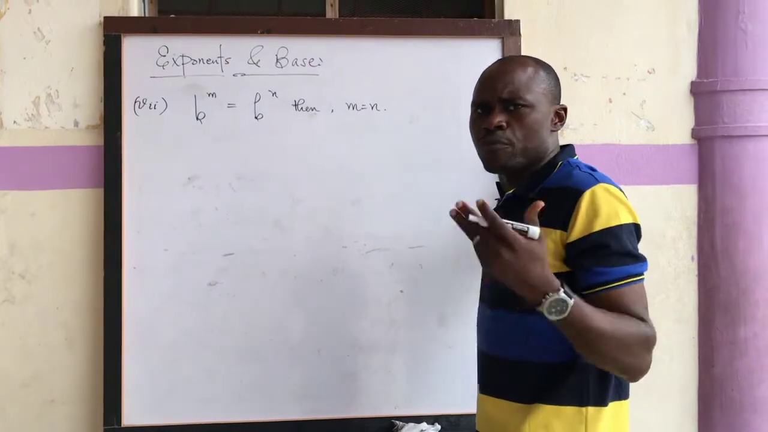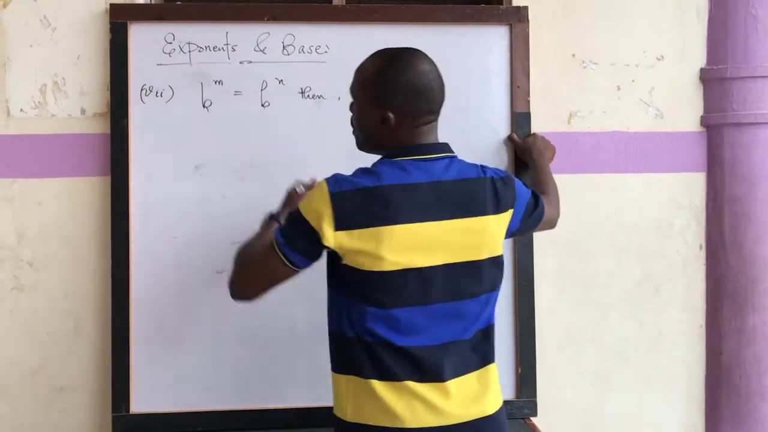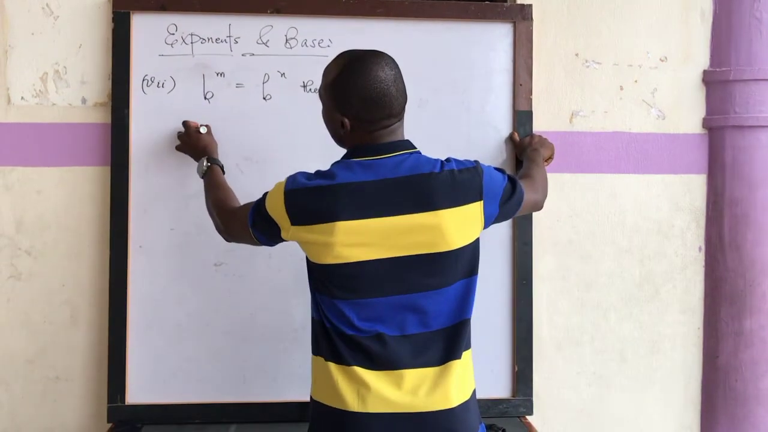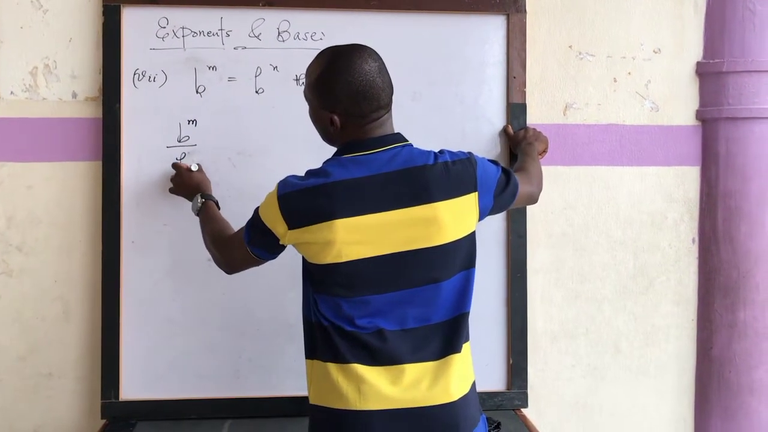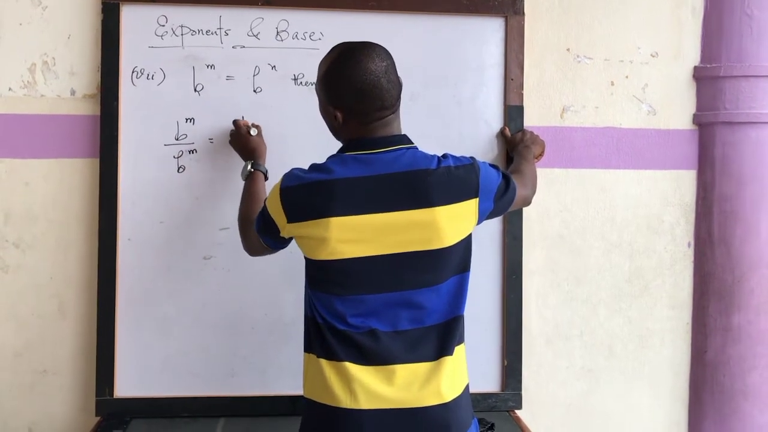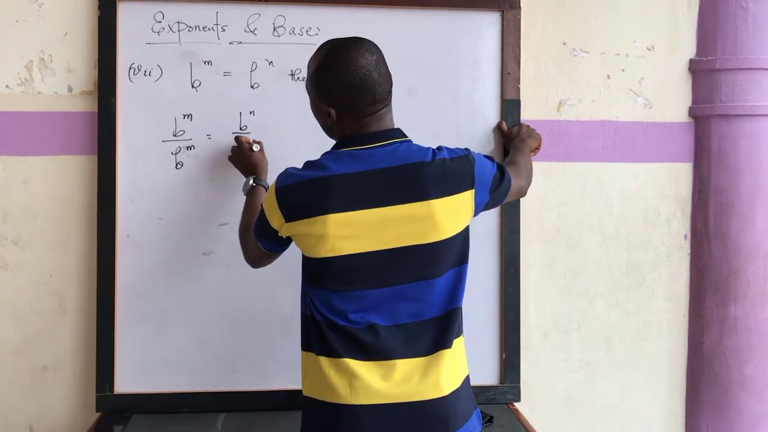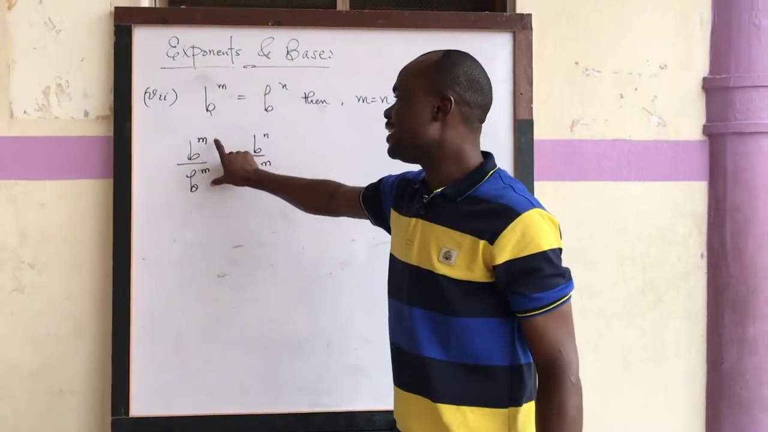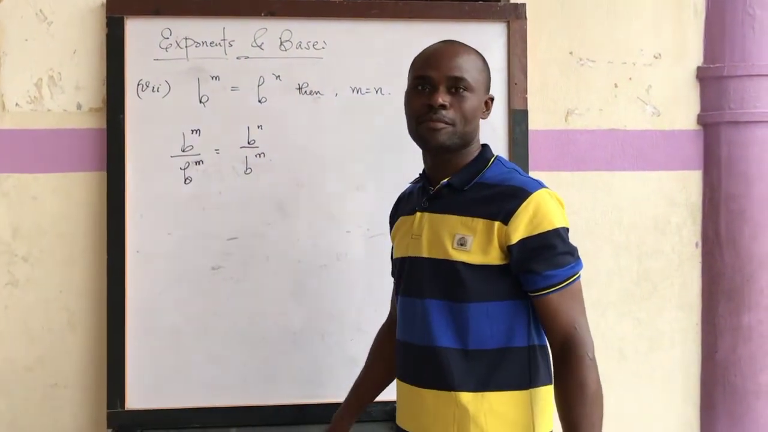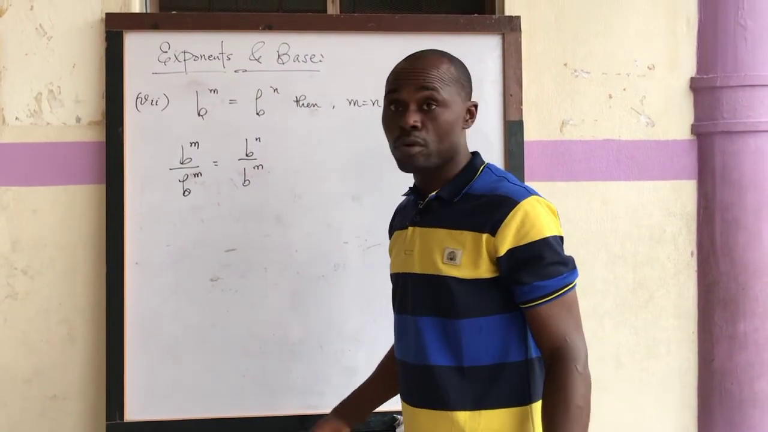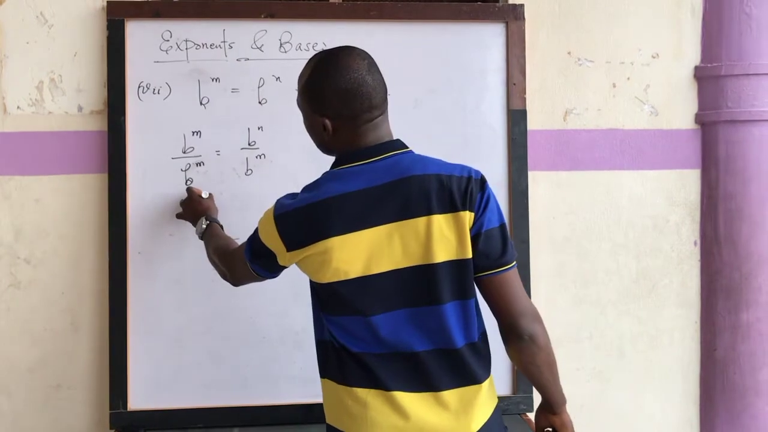Somebody will ask, can you prove that? Yes, it can be proven. So let me divide both sides by b raised to the power of n. I'm going to have b raised to the power of n divided by b raised to the power of n, and this will be b raised to the power of n divided by b raised to the power of n. You see, this is quite interesting. Since you have them equal, that is going to be 1. It's obvious that this is going to be 1.